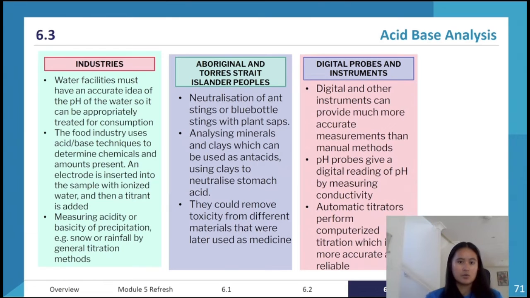Acidity or alkalinity can be measured in a bunch of different industries: food industries, water facilities for making drinkable water, weather, and also fruit toxicity removal. All that stuff comes together to use our knowledge of acids and bases for something in society. Like ant stings and blue bottle stings, with plant saps, or different acids and bases. That's a way to use acids and bases in society.